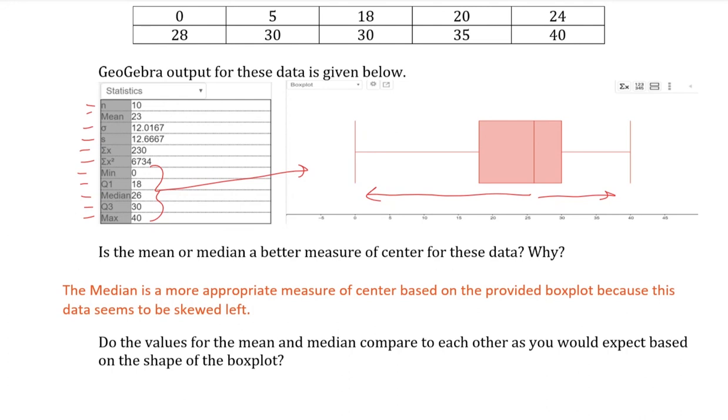Now, if we look beyond just the shape of the plot and look at the actual values of both the mean and the median, both of those are presented here. The mean is calculated to be 23 in our GeoGebra output, and the median is calculated to be 26. Because we have a skewed left distribution, we did expect the mean to be less than the median, as demonstrated in the example prior.